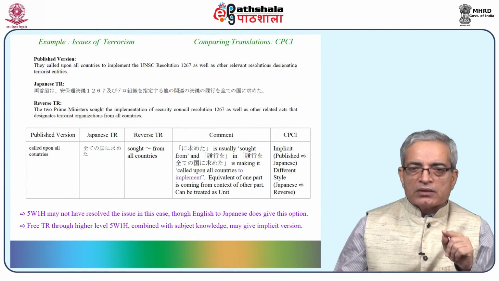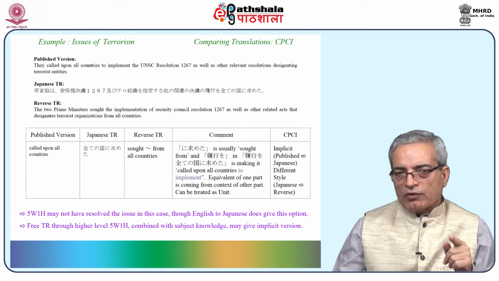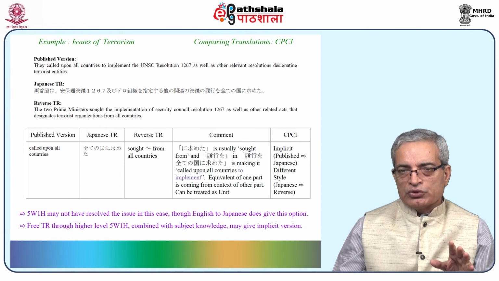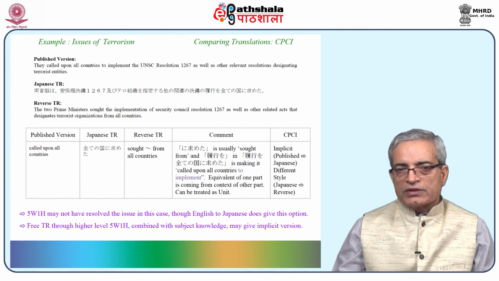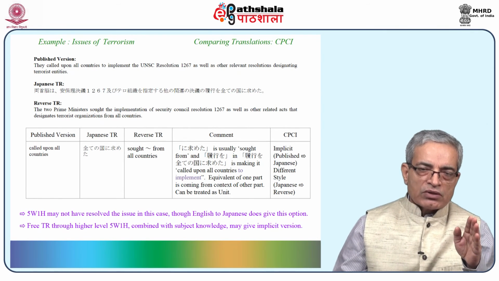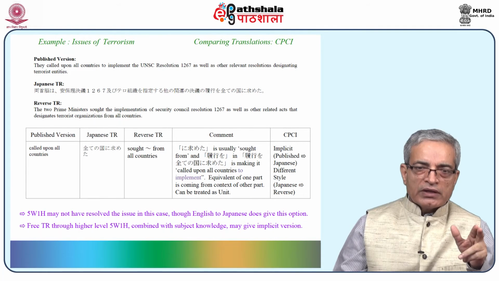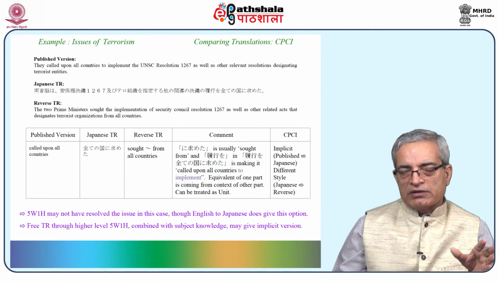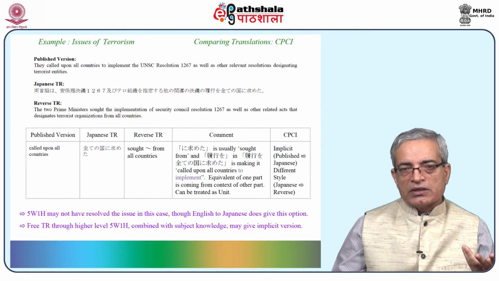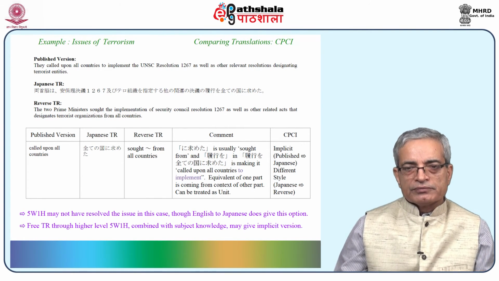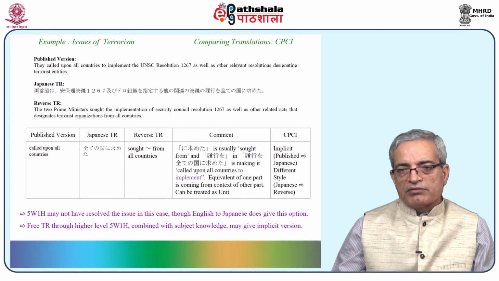What is there? Equivalent of one part, okay. Equivalent of one part is coming from the context of the other part, and therefore it can be treated as a unit, implicit at the unit level. So 5W1H may not have resolved the issue in this case, though English to Japanese does give the option. When you translate English to Japanese, that is "called upon". And if you look for the equivalents, then you'll find that ni motometa is a quite close equivalent available. Otherwise, "called upon" can also mean visit, and can also mean visited or asked. And when you say asked somebody, then it obviously means ask somebody to do something for you. So free TR through higher level 5W1H combined with the subject knowledge may give an implicit version.